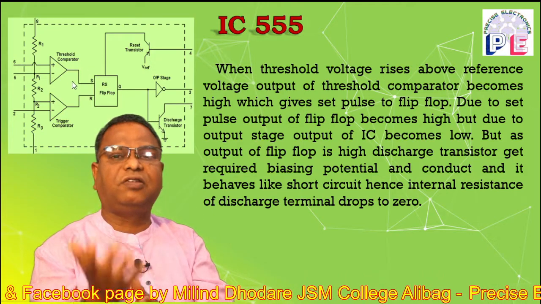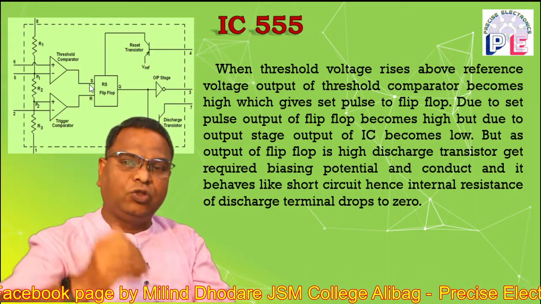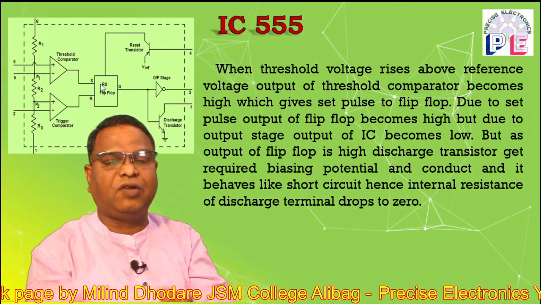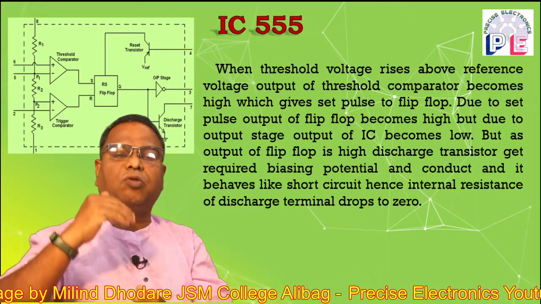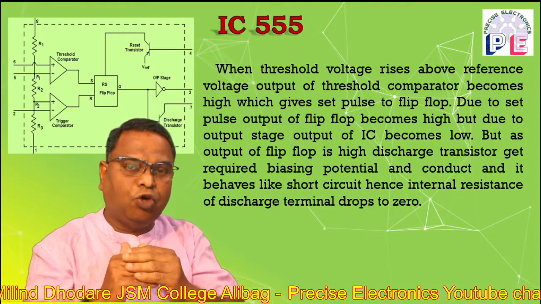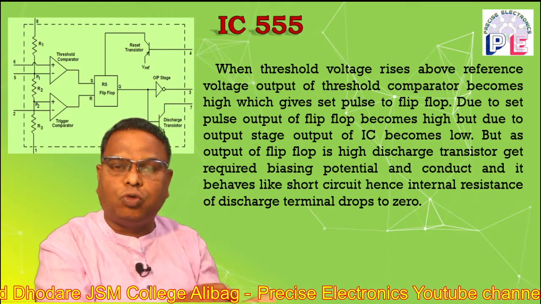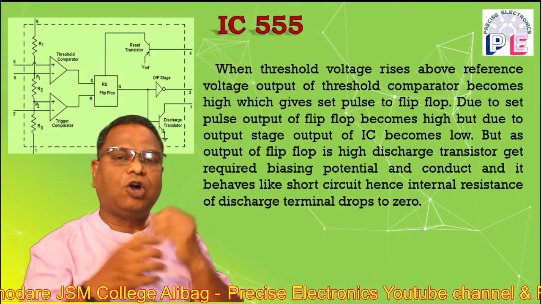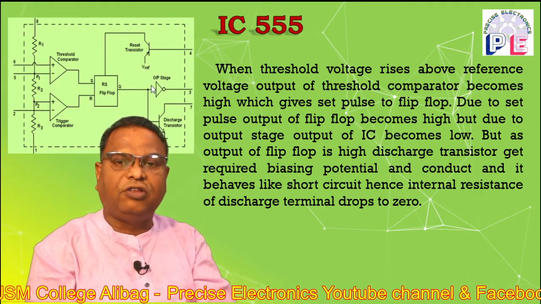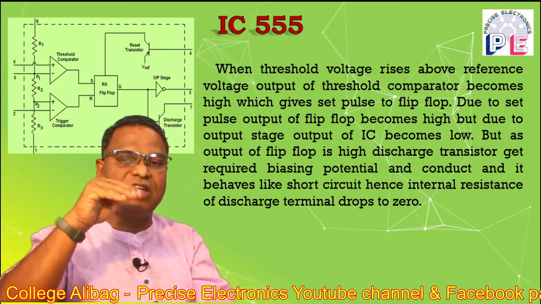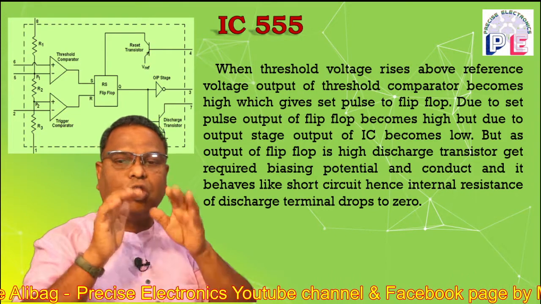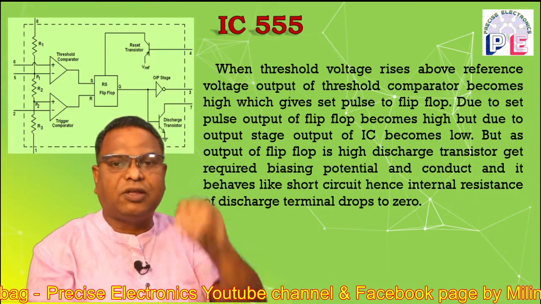And friends, this pulse is a set pulse. Due to this set pulse, the flip-flop goes into set mode and the output of the flip-flop becomes high. This high output of the flip-flop is converted to low output by the inverter. So what is the output of the IC? Obviously it goes to low level, because there is an inverter which inverts the input. Now the input applied to the inverter is high, so the output of the inverter becomes low. That means the output of the IC goes to low level, the IC becomes off.